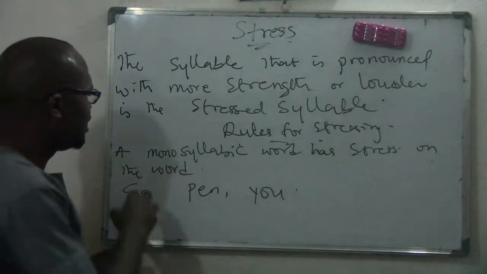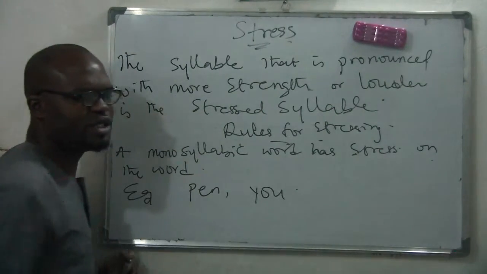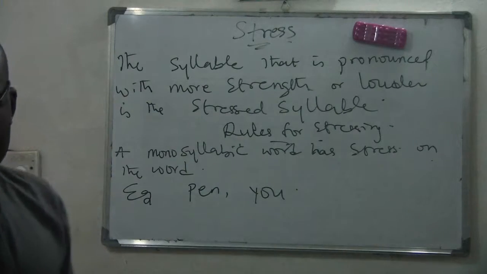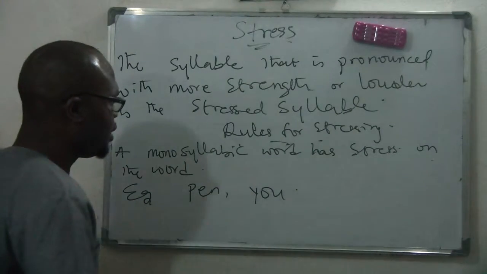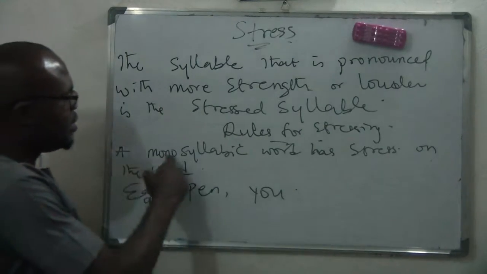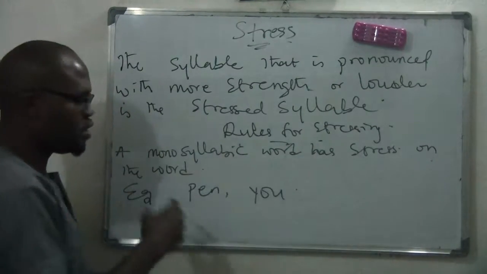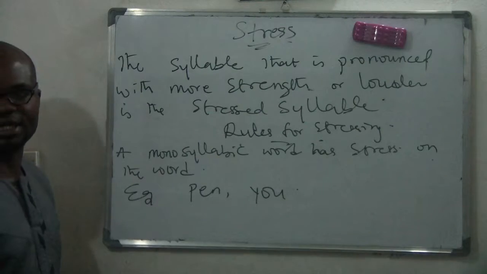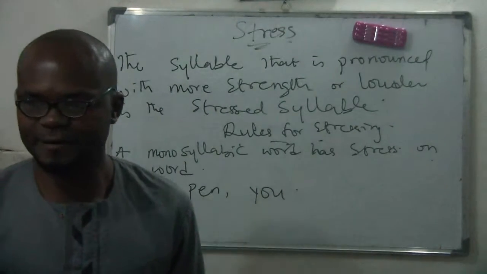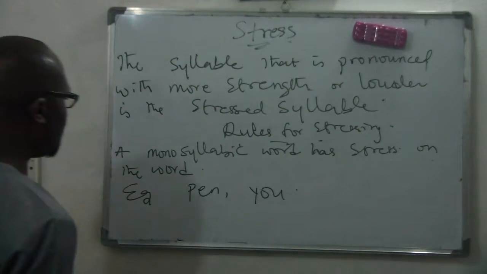Number one rule is that a monosyllabic word, which one is the monosyllabic word? A word that has only one single syllable has the stress on it. Example is pen or you, isn't it? So a monosyllabic word has stress on the word, generally, you understand? So the stress is on the whole word, pen. Is that clear?